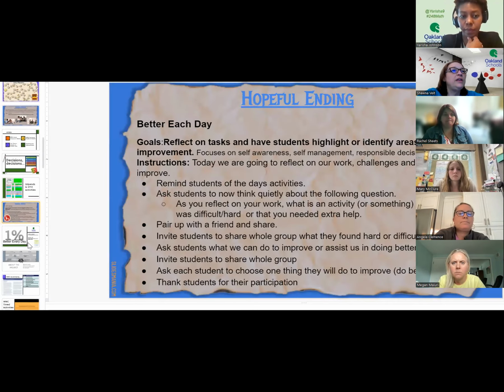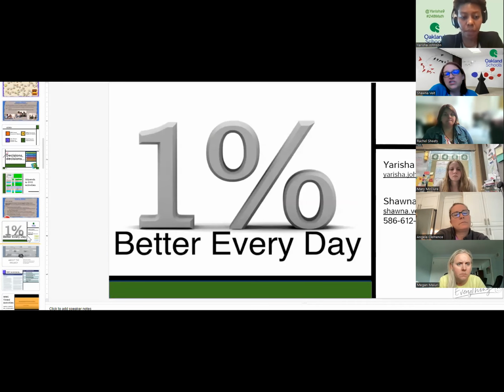We have our hopeful ending, and just encouraging you to get just 1% better. Whether we're talking about fact fluency with kids or we're talking about adults and getting things going, just a little bit is going to get you a lot further than trying to do everything at once. I don't know about you, but if you try to lose weight and exercise and be a better person, good luck.